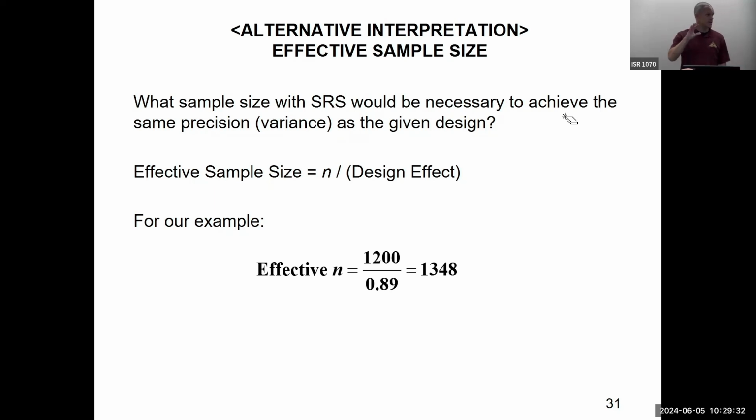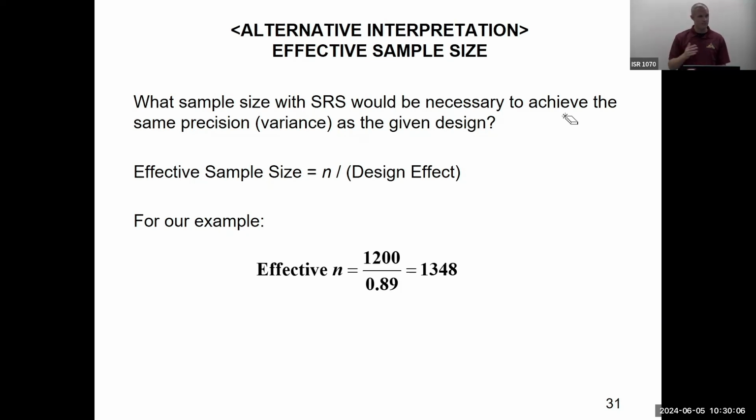In general, the way this is calculated, the design effect could account for anything that we've talked about. Here, we're just talking about stratification. The design effect was 0.89 based on our calculation, right? So we divide our actual sample size of the complex sample, 1,200, by 0.89. That gives us 1,348. So if we wanted to draw a simple random sample that would give us the same efficiency as the complex sample, we would have to select a simple random sample of 1,348.